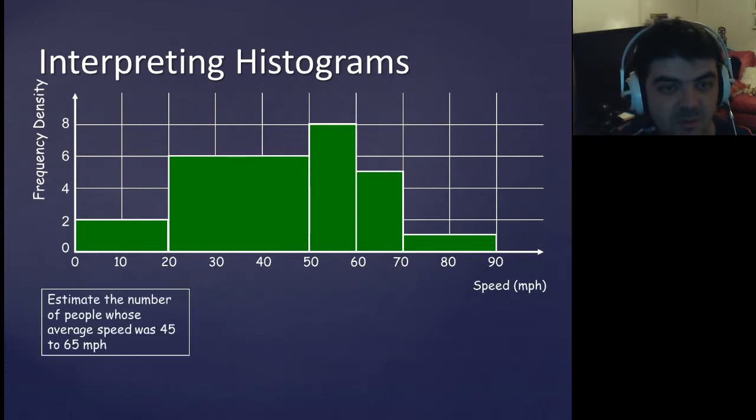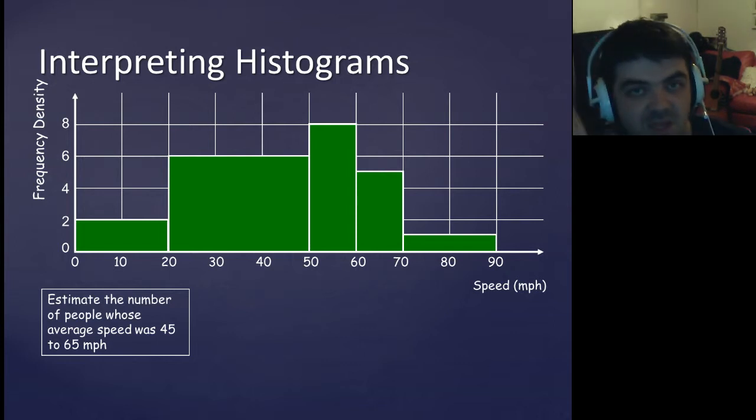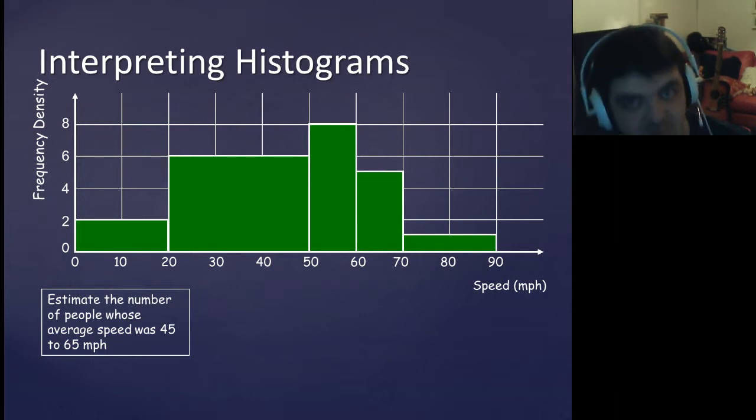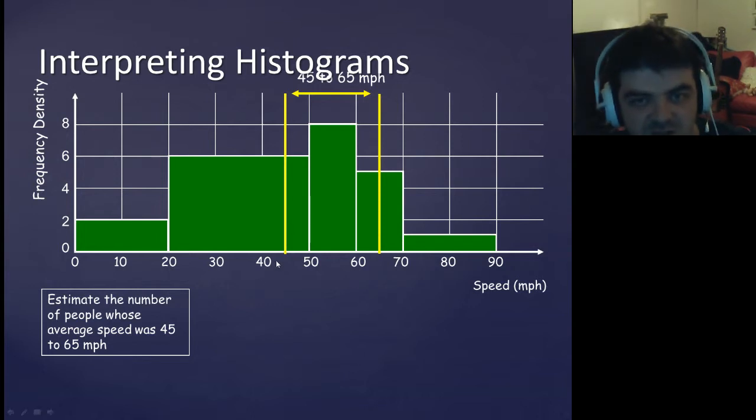Estimate the number of people whose average speed was 45 to 65. Why don't you pause the video, give it a go yourself, and see how you go. And assuming you've done all that, we will draw our bounds, our box here, to show where we've got. And in this case, we've got 3 rectangles to look at.